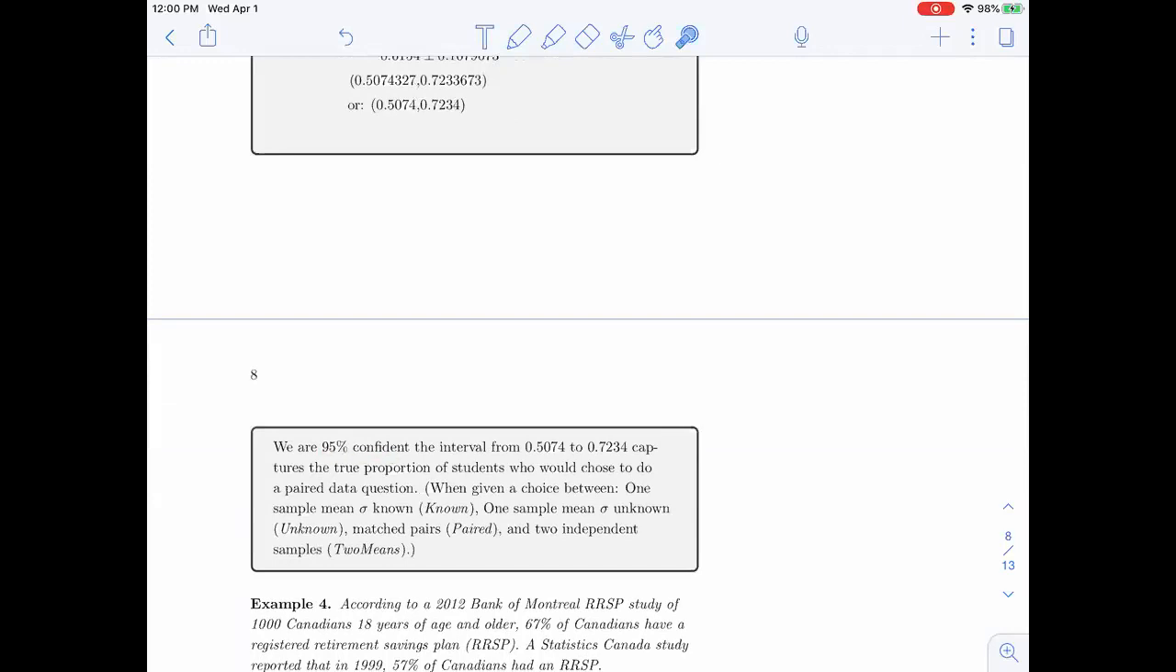And so we're 95% confident that the interval from, so here, same blurb as always, right? We're 95% confident that the interval from the lower bound 0.5074 to the upper bound 0.7234 captures the true proportion. And then here we just say whatever we were asked to build an interval about: the true proportion of students who would choose to do a paired data question. Okay. And so obviously I just copied and pasted here as an answer, right?